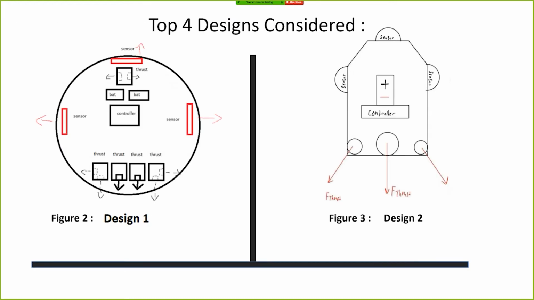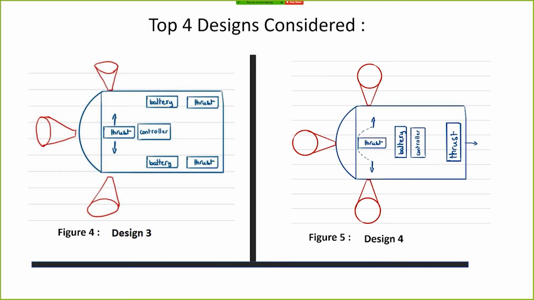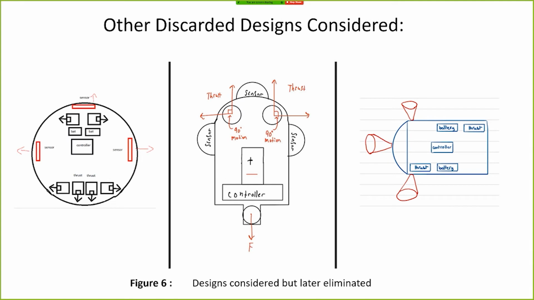Next, we'll be looking at the top 4 designs considered, illustrated on screen. Mainly what differed between the top 4 designs was the placement of the thrusters. In the last design, we combined the best components of all 3 to make something very concise. Here are some more designs that we sketched, but they were considered too weak, so we discarded them before evaluating them in the matrix.